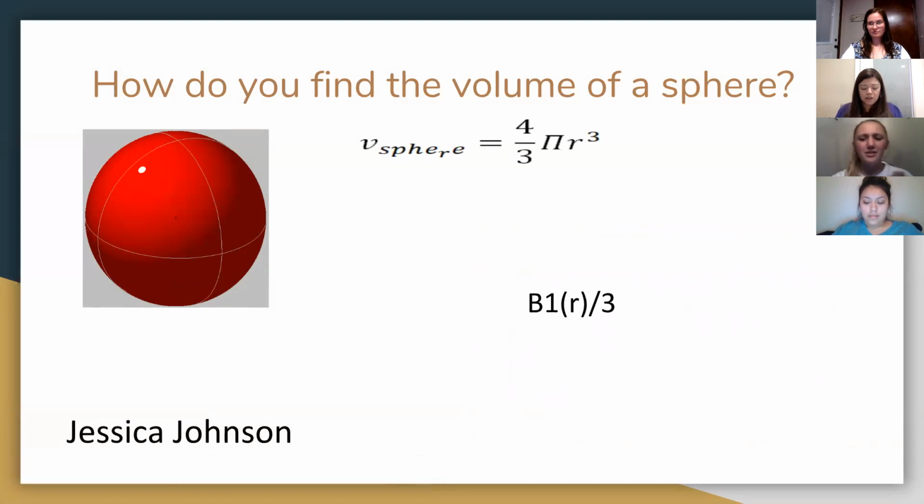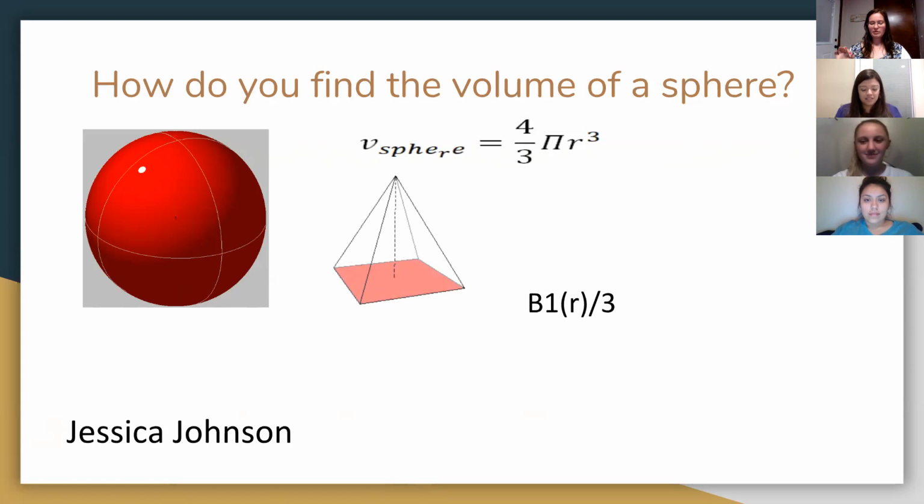But how do you come up with this formula to figure the volume of a sphere? That's a good question. Let me explain. Imagine if you broke the sphere down into tiny pyramids to make up the surface area of the sphere. So these pyramids are making up the whole sphere. The length of the pyramids will equal the radius of the sphere.